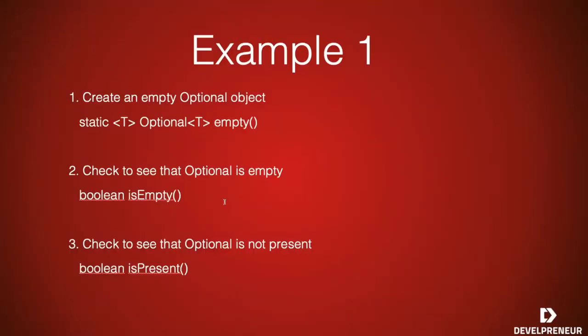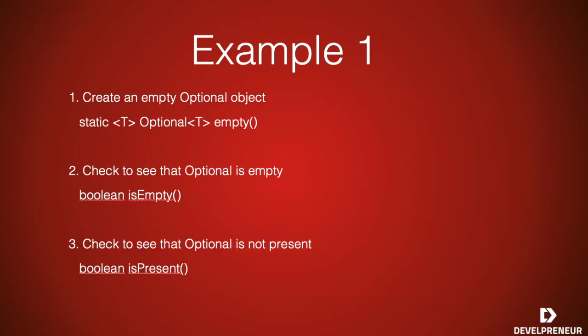All right, so let's start with example 1. We are going to create an empty optional object. We are going to start by looking at using the empty method. Then, after we create our object, we're going to check to see if the optional is empty, and then we're going to check to see if the optional is present.